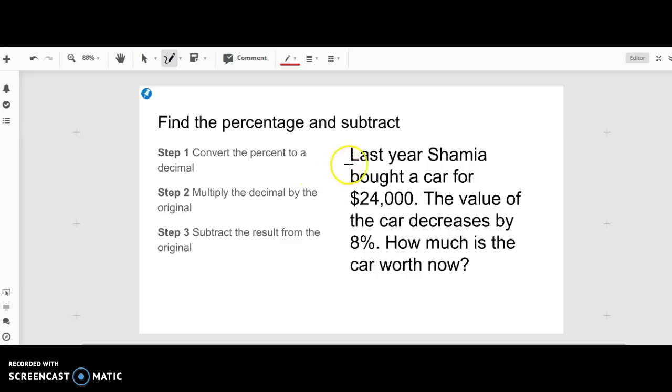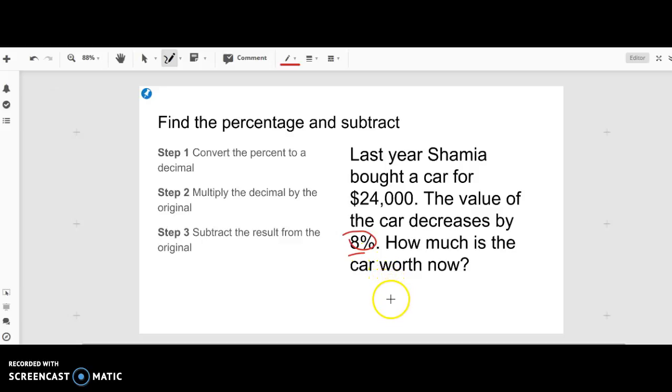So here's our question. Last year, Shemaiah bought a car for $24,000. The value of the car decreases by 8%. How much is the car worth now? So convert the percent to a decimal. So here's the percent. Convert that to a decimal, divide by 100.